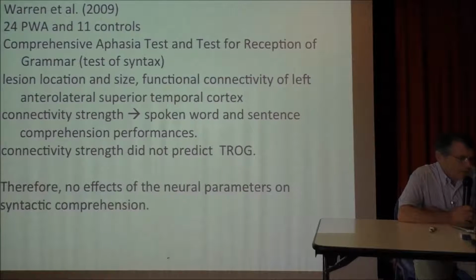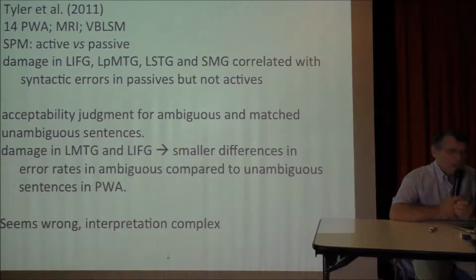So they found that there was a significant relationship in connection strength and spoken word and sentence comprehension, but not performance on the TROG, which is the test of syntactic comprehension. So there was no effect in this study of the neural parameter that they measured on syntactic comprehension either.